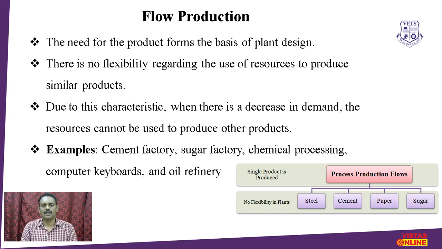So the resources produce similar products. There is no change in the cement. There is no flavor in cement because it is one product. The features will vary, but they won't produce different flavors of cement, as well as sugar.